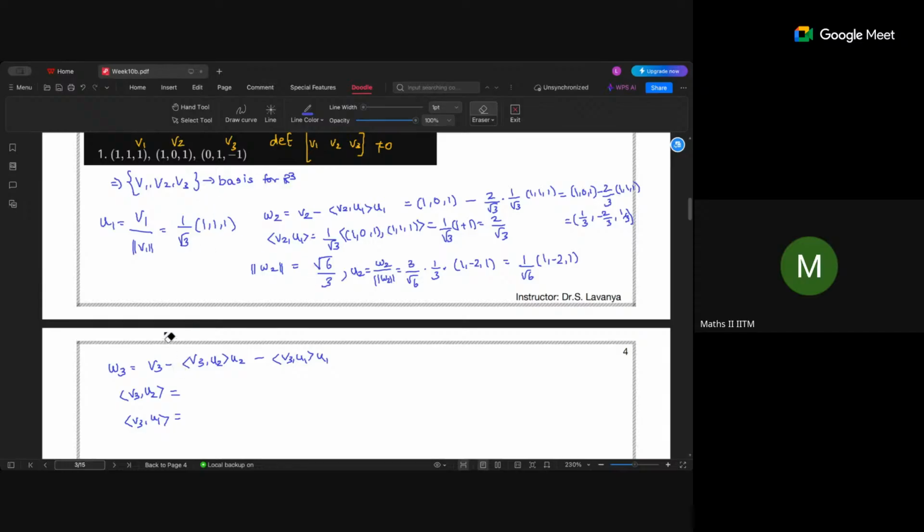What is the inner product of v3 with u2? So the first entry is 0, and then you have minus 2, minus 1. What's the answer? What is the inner product of v3 comma u2?